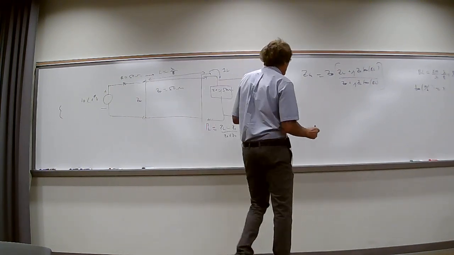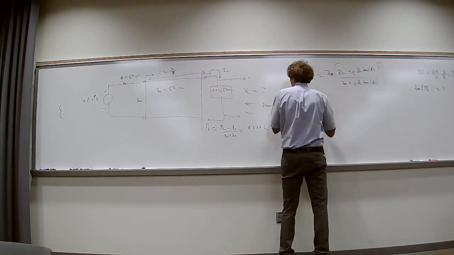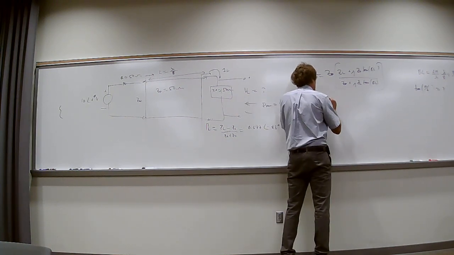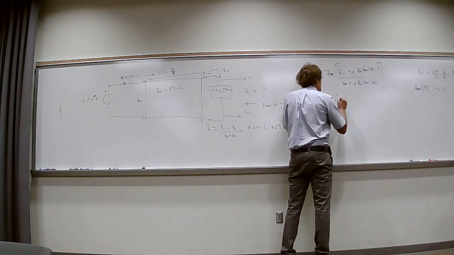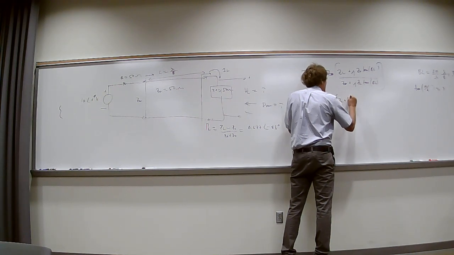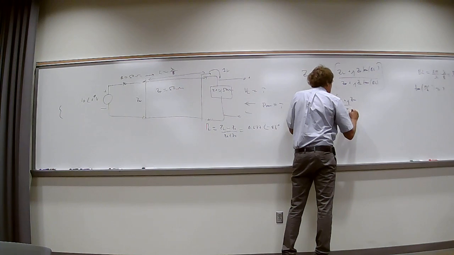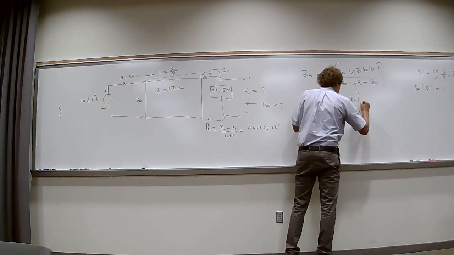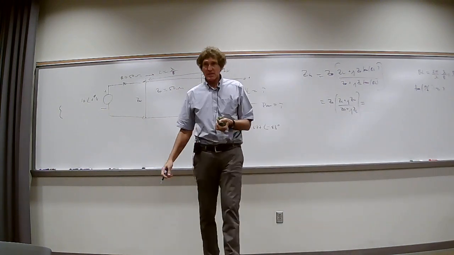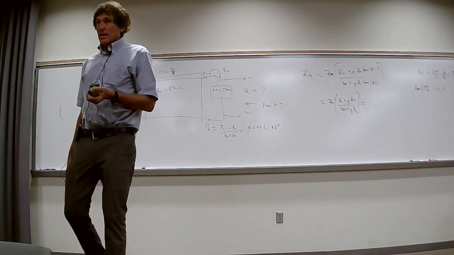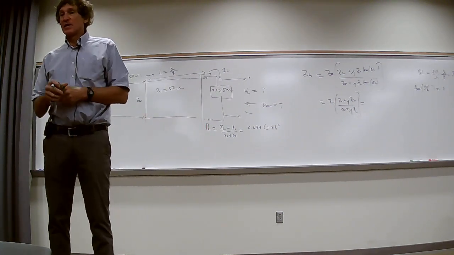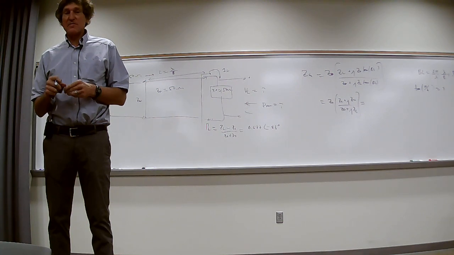Now, what next? What is Zn? Z0 is just 50. I'm going to leave it as Z0, right? Then it's Z0 times ZL plus JZ0, because the tangent is 1, over Z0 plus JZL. What do you get for that? Go ahead. Y'all agree with this? Please use your calculators. See if you get it.